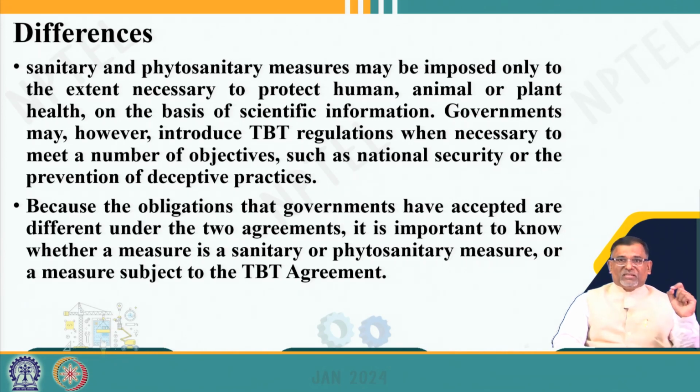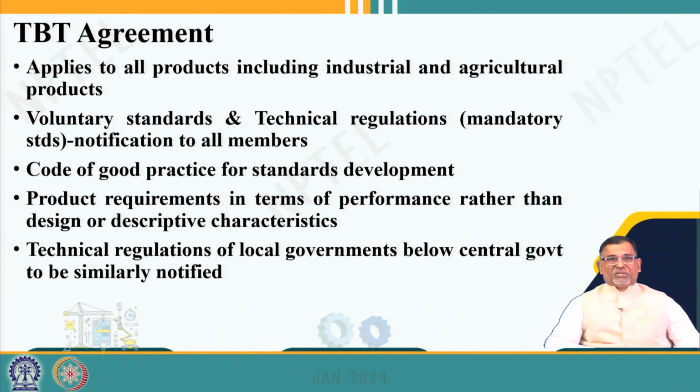And also you can see that whether it is a sanitary measure or a phytosanitary measure, it is very easy to decide. The criteria are very simple. If it is anything related to food, animal health or plant health, it is an SPS measure. If it is related to a technical regulation, then it is a TBT measure.